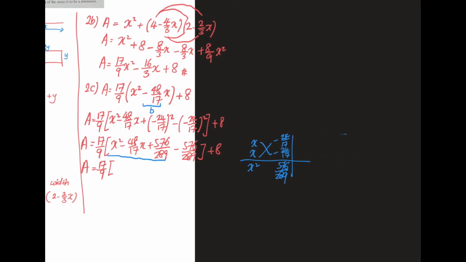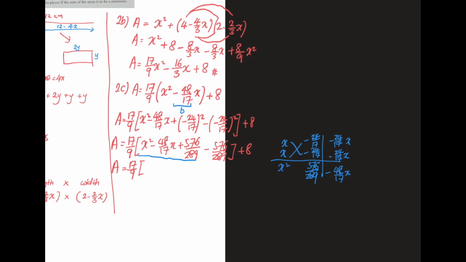We cross multiply, and we get minus 24 over 17x and minus 24 over 17x. Now you add them up, minus 48 over 17x. So we have to make sure we get the term in the middle. So this one must be the same as this one. So we have that, and that means our factorization works. Okay, so we get x minus 24 over 17, squared.